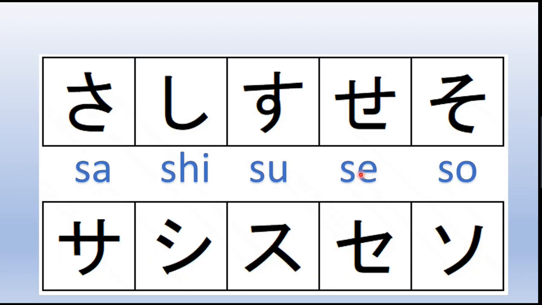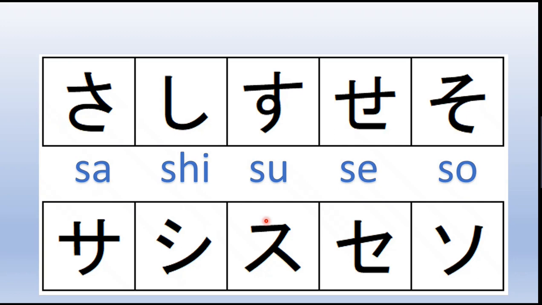We move ahead with the next line, which is sa, shi, su, se, so. And here we see certain differences between hiragana and katakana styles of writing. So this is sa in hiragana, this is sa in katakana. With shi also there is no such resemblance.